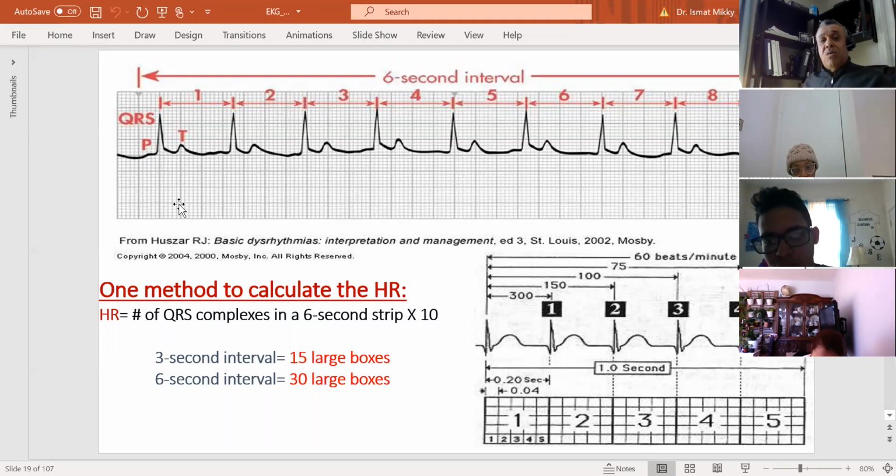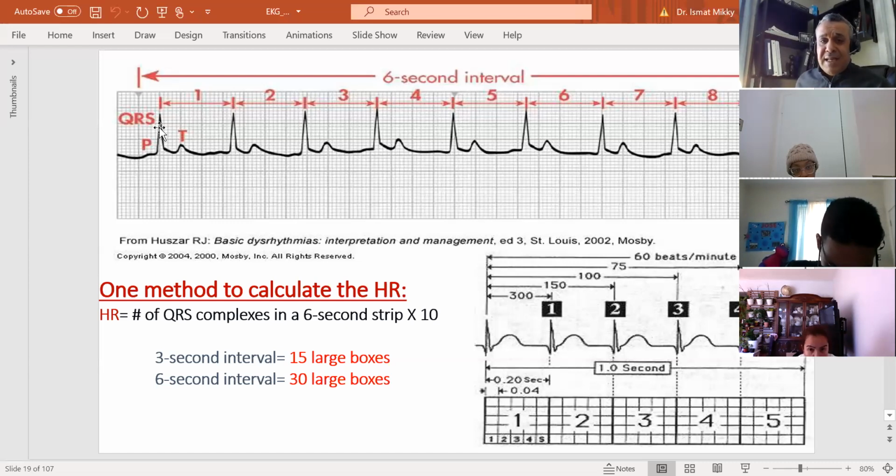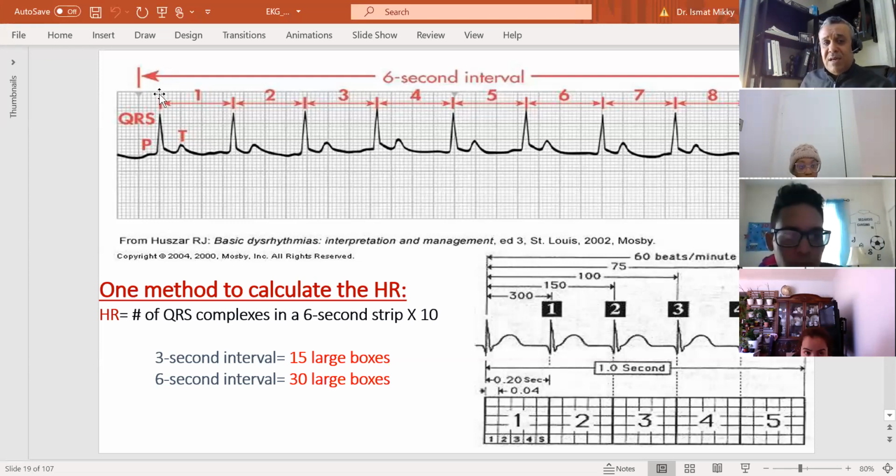So for the heart rate to be correct and accurate, we have to count the cardiac cycles within the 6-second interval, which is the 30 boxes. So for the heart rate, there are different methods of calculating the heart rate from the EKG strip. The first one is to calculate the number of cycles and multiply by 10. And for the number of cycles here, you will skip the first R wave.